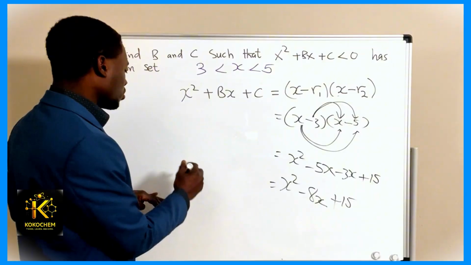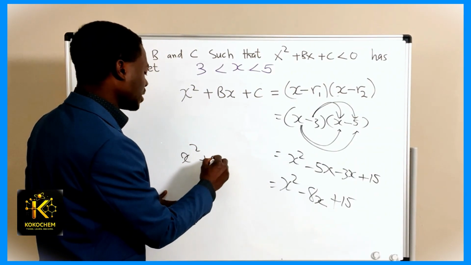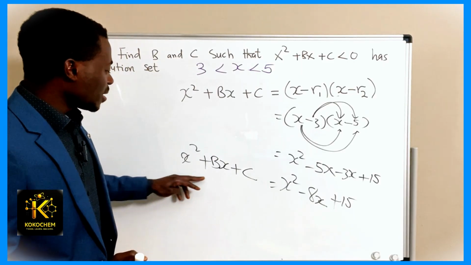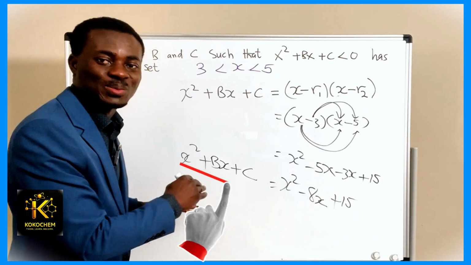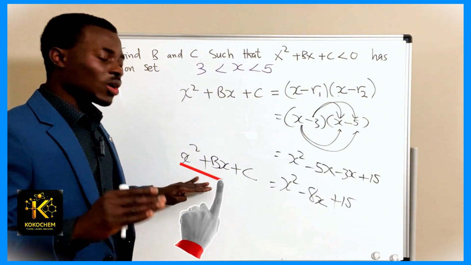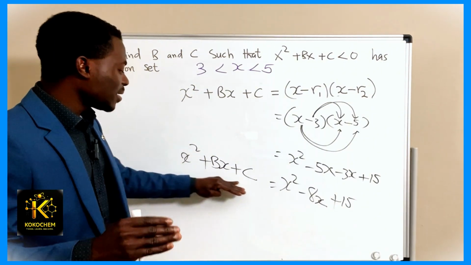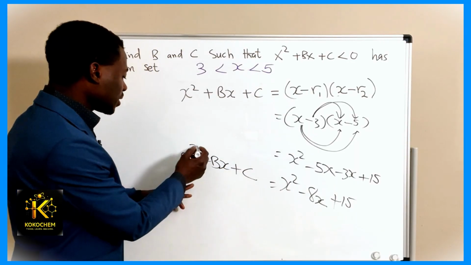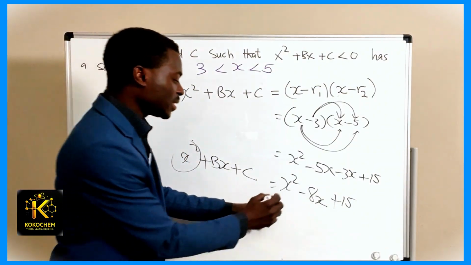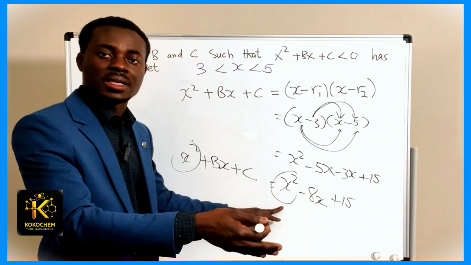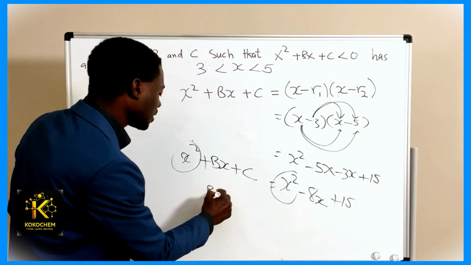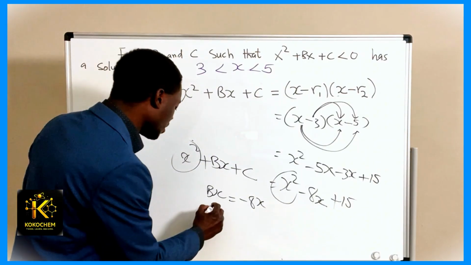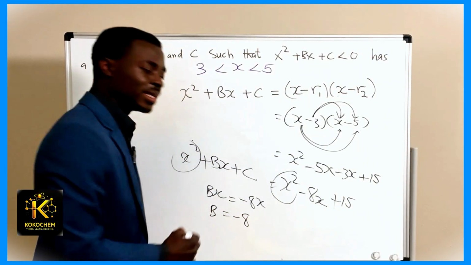Remember that we have the preamble x squared plus bx plus c. All that we are saying is that the left-hand side, pardon me, writing is very slanted, but anyway, all that we are saying is that the left-hand side equation is equal to the right-hand side equation. So x squared on the left-hand side is the same thing as x squared on the right-hand side. So when you have bx equal to negative 8x, this simply means that b is equal to minus 8.